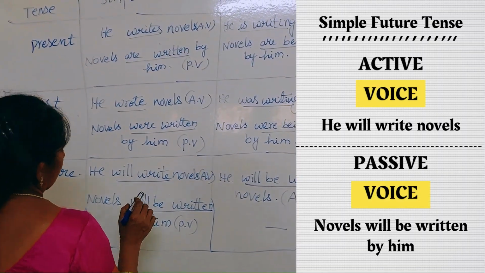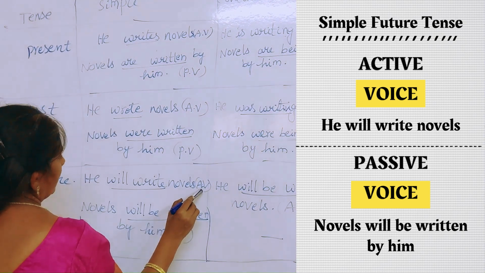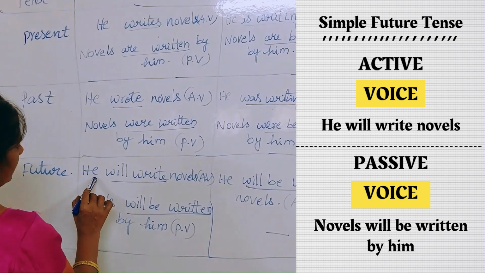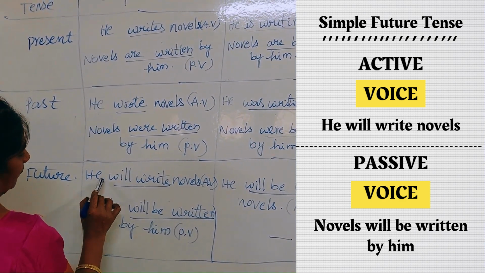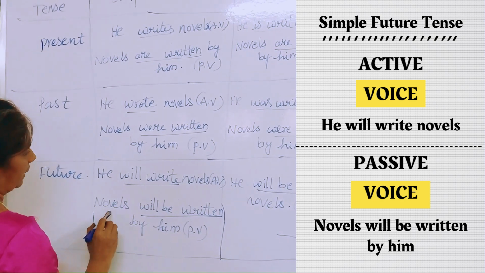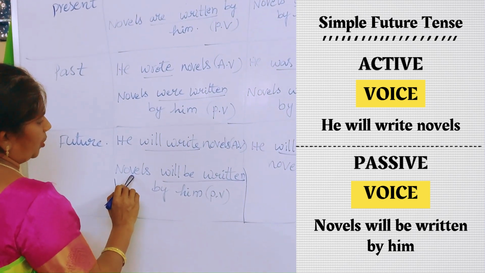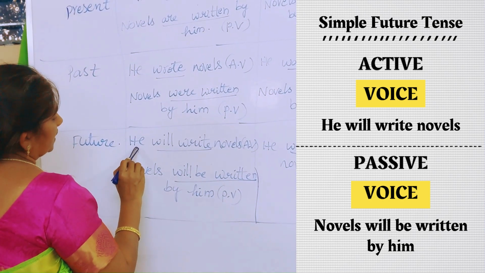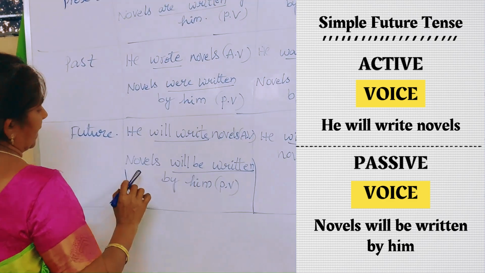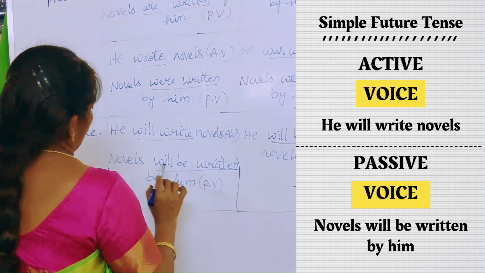So simple future, he will write novels is an active voice, and the novels will be written by him is in passive voice. So he is subject, will write is verb, and the novels is object, and novels, which is object in active voice, became subject in passive voice, and then he, which is subject in active voice, became him, object him in passive voice, and then will write became will be plus V3 in passive voice.